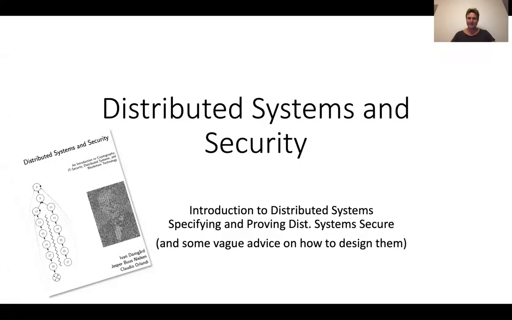Hi again, and welcome to the second part of the introduction to the distributed systems part of the course. In this part, I'll talk a little bit about how to specify and prove secure distributed systems, and a bit about why we need to do that. And then there'll also be a little bit of initial vague advice on how to design them. So let's get started.